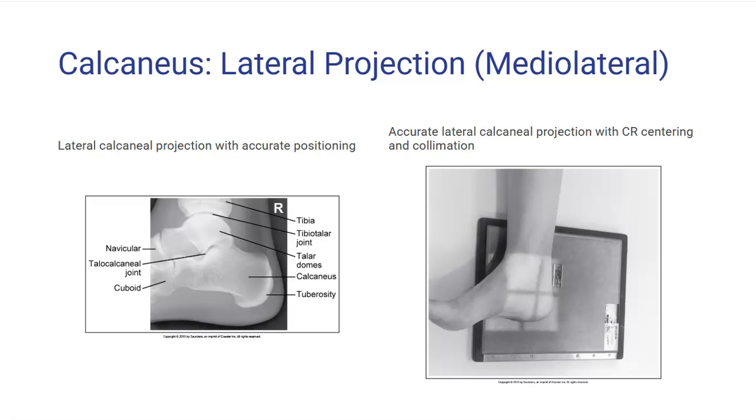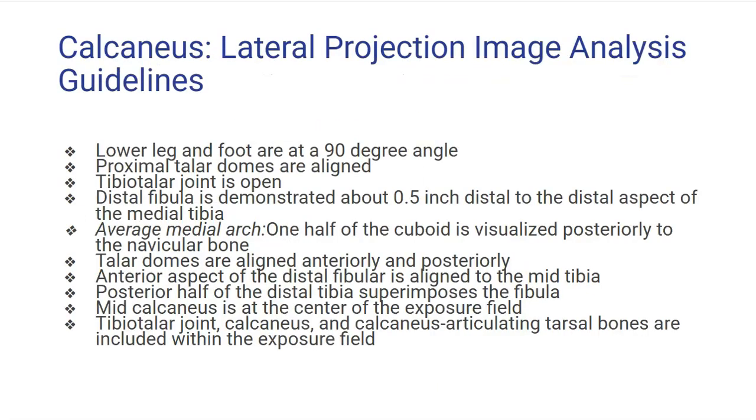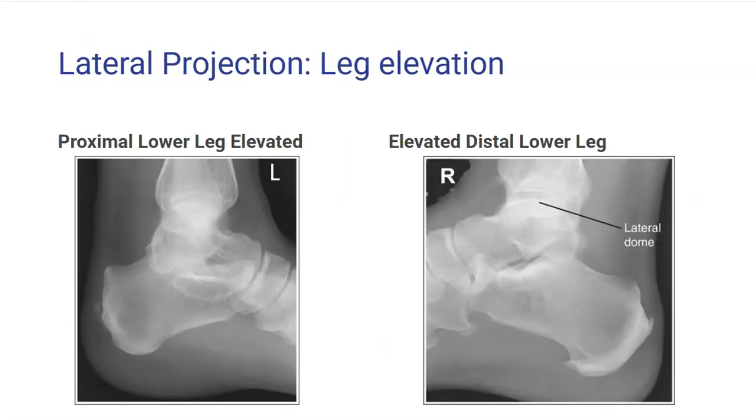The mid-calcaneus is at the center of the exposure field. The tibio-talar joint, talus, calcaneus, and calcaneus articulating tarsal bones are all included within the exposure field. Here are those image analysis guidelines for your review. We know that proper positioning of the lower leg is essential for an accurate lateral calcaneus projection.